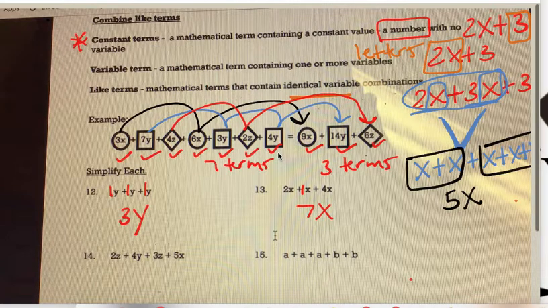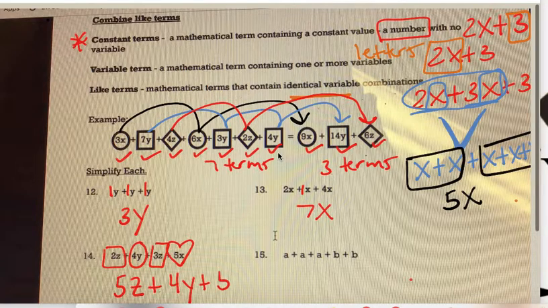Now if you look at 14, I have a 2z and a 3z. I can put those together, which would give me 5z. They're both positive. And then I can put my 4y. It's all by itself. There's no other y's. So I would say 4y, and then my x is all by itself. So I would say 5x. So I went down from about 4 terms to 3 terms there. On 15, I have 1a plus 1a plus 1a, which gives me 3a, plus 1b and 1b, which gives me 2b. So basically, I just practiced doing like terms and putting them together.